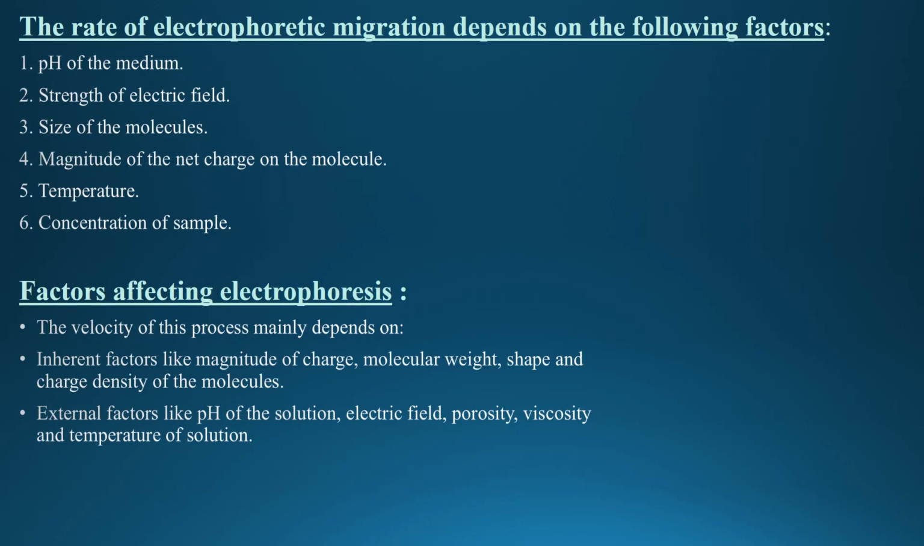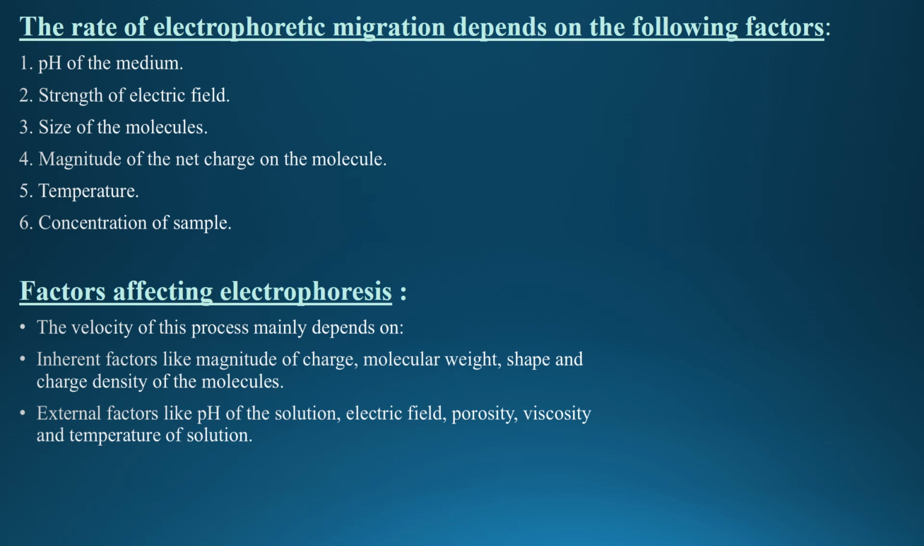The rate of electrophoretic migration depends on the following factors. 1. pH of the medium. 2. Strength of electric field. 3. Size of the molecules. 4. Magnitude of the net charge on the molecule. 5. Temperature. 6. Concentration of sample.